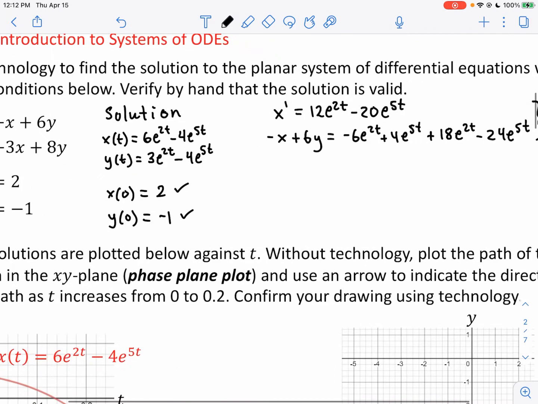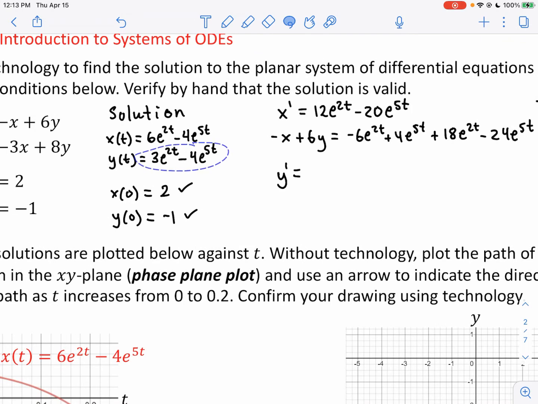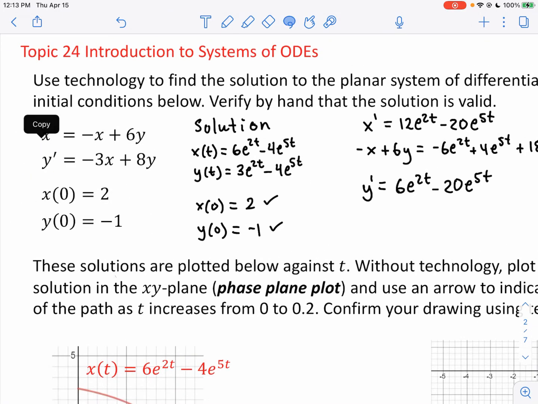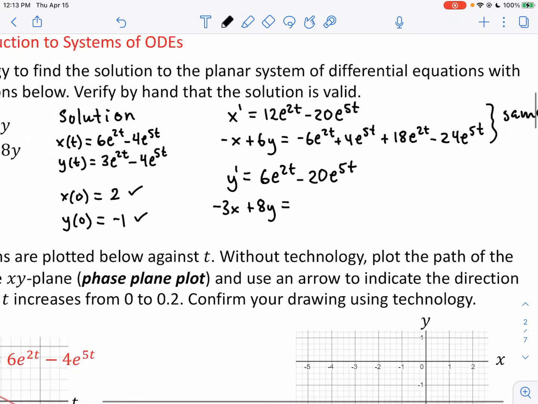So let's do y prime. Looking at my y function right here, and do the derivative, use the chain rule, we're going to get 6e to the 2t minus 20e to the 5t. That's doing the left side of the second equation. Now let's write down what the right side would be. Negative 3x plus 8y. Negative 3x. So I'm going to distribute the negative 3 across the x function. Negative 3 times 6e to the 2t will be negative 18e to the 2t. And then we're going to get plus 12e to the 5t. And I've done this part.